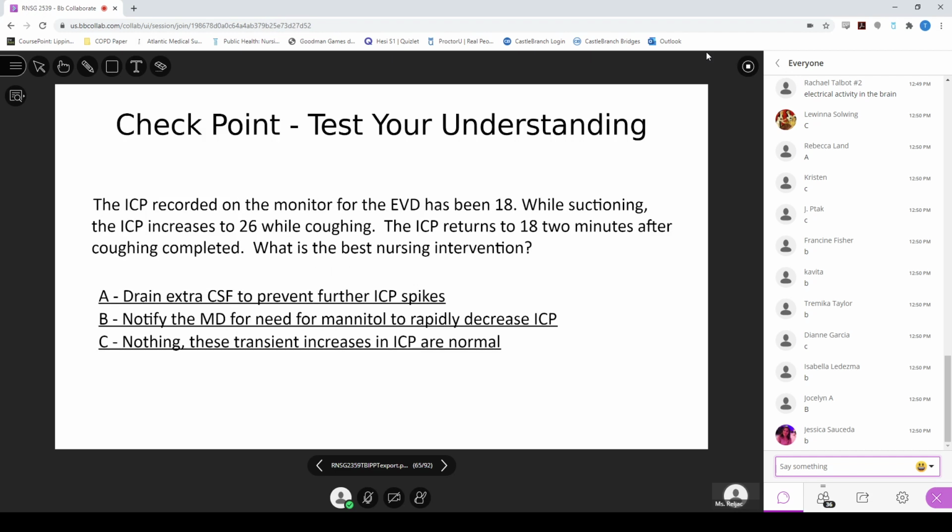The ICP reported on the monitor has been at 18. While suctioning, the ICP increases to 26 while she's coughing. The ICP returns to 18 within 2 minutes after coughing is complete. What is the best nursing intervention?